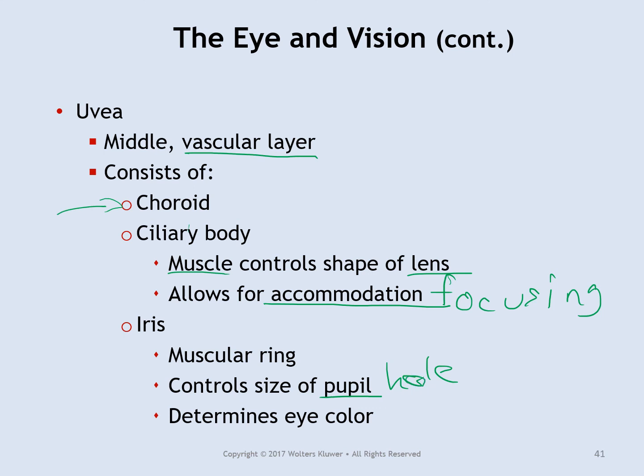I know you hear people talk about going to the optometrist and they dilate your pupil to look at your eye. In reality, what they're doing is relaxing the iris to allow the pupil to get a little bit bigger so they can see the back of your eye better. Your iris is also what gives you your eye color, whether it's blue or gray or green or brown.